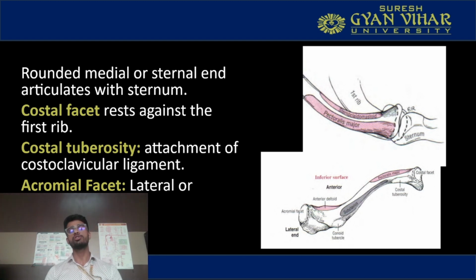Then there is a costal tuberosity, which is present at the medial or sternal end. This is very important as it has the attachment site for the costoclavicular ligament. The costoclavicular ligament plays an important role in the stability of the sternoclavicular joint. As we all know, the sternoclavicular joint is a very stable joint. We cannot see a lot of degenerative changes on the sternoclavicular joint.